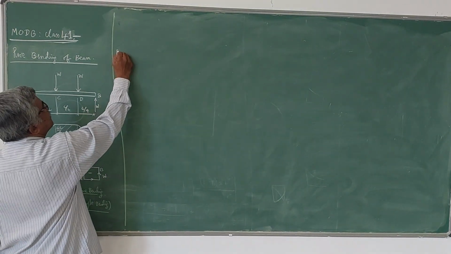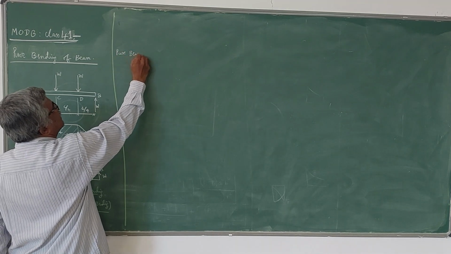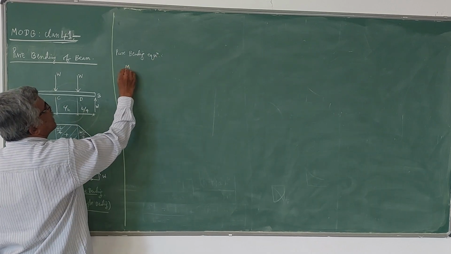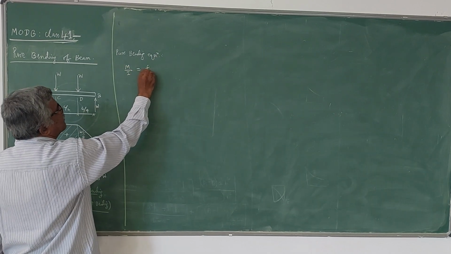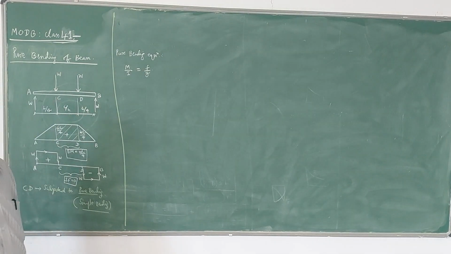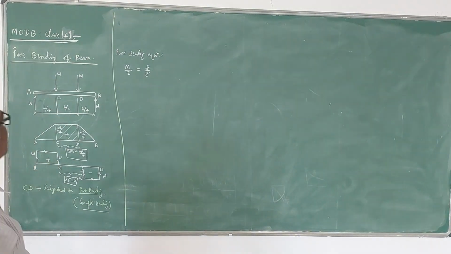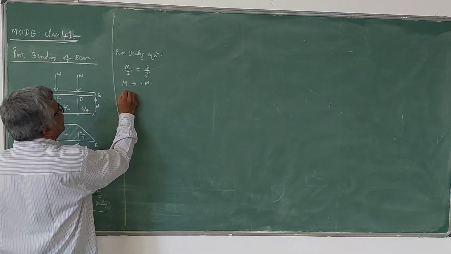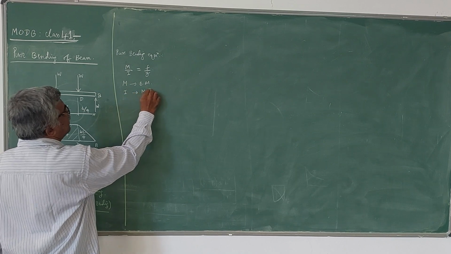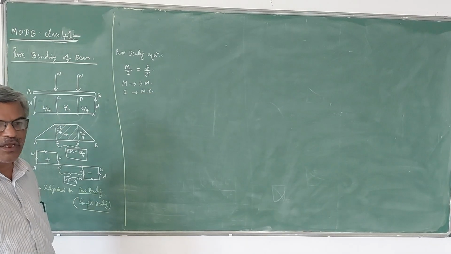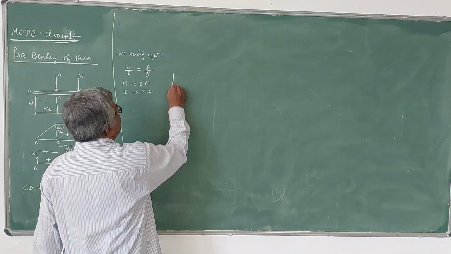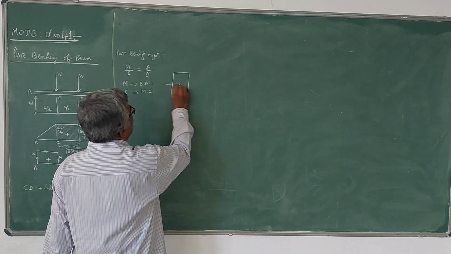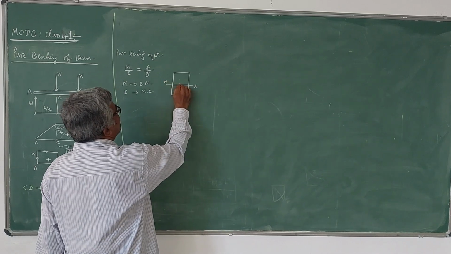You have learned this pure bending equation in SOM. Pure bending equation is given by M by I is equal to F by Y. This is the pure bending equation. So here M is the bending moment, constant bending moment. I is the moment of inertia of the section of the beam with respect to the neutral axis. You know that if you take a rectangular section, the centroid will be exactly at the geometrical center, and the neutral axis will pass through that centroid.